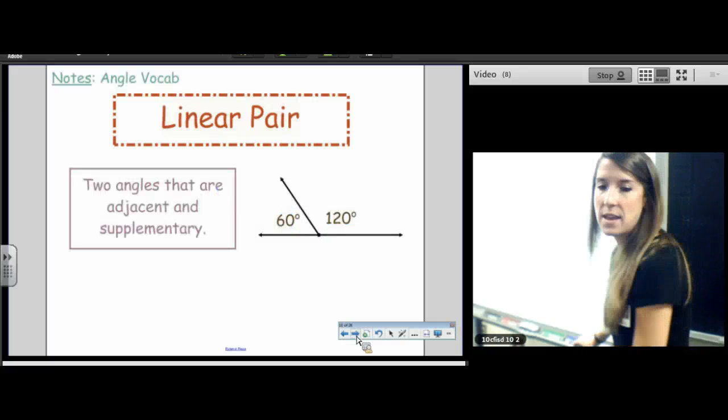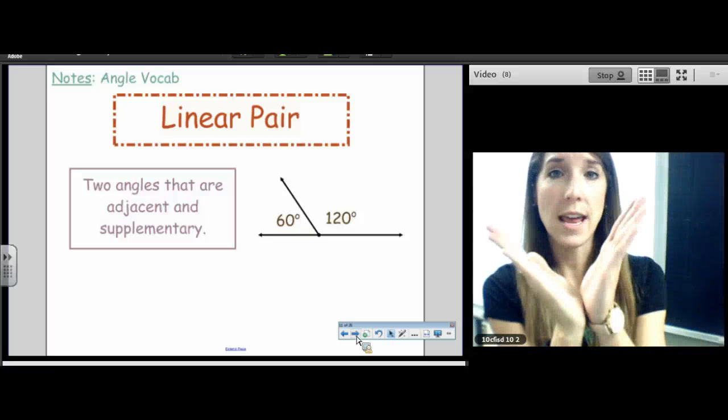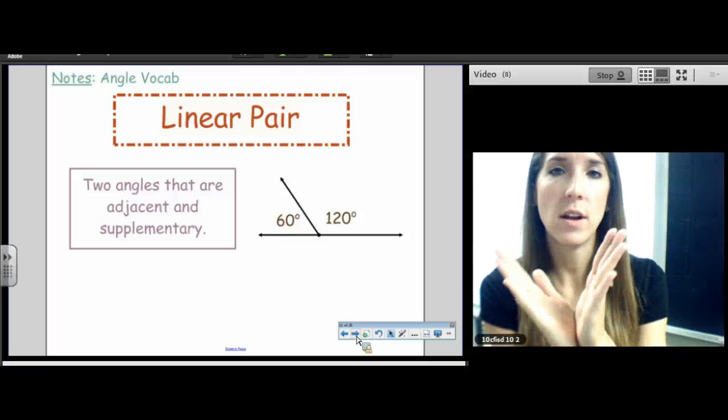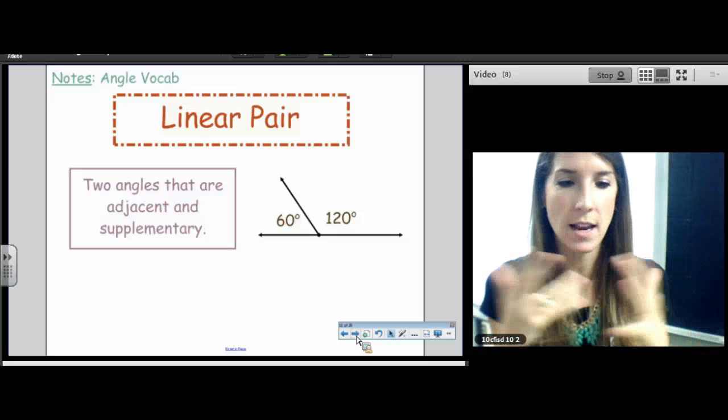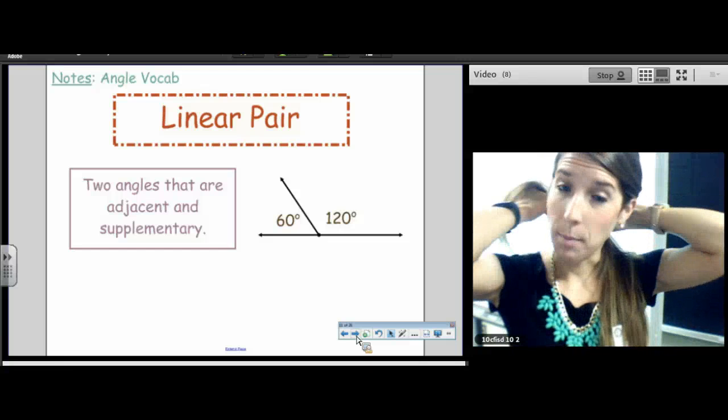It's not really a segment, it's a ray, because actually the definition of an angle is two rays that meet at a common point. So an angle is made up of rays, so that's why I said ray and not segment. Next word that might be new is linear pair.